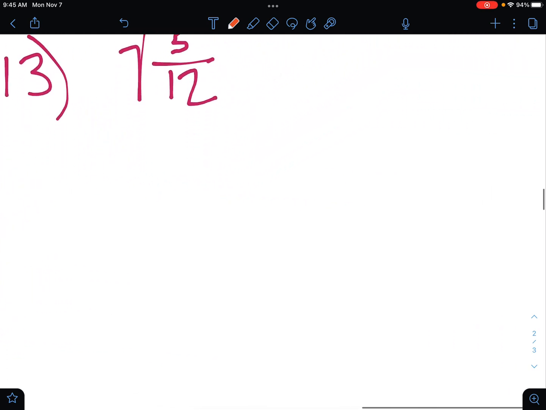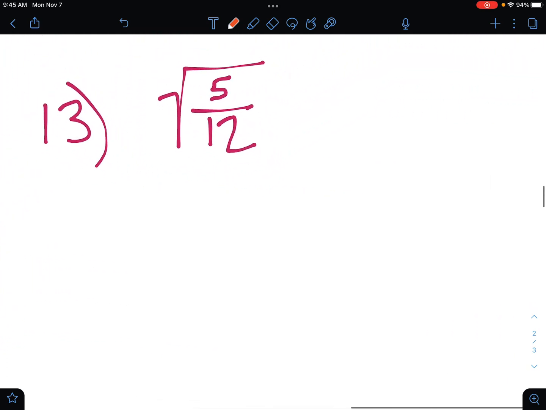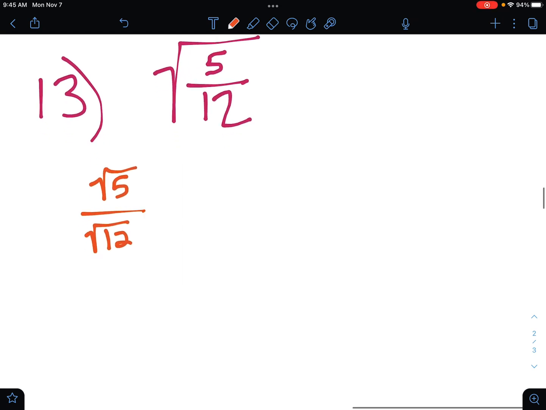Let's look at another one. So here's this one. If I split up my top and bottom, I have the square root of 5 over the square root of 12. Now you have two options here. You can either go ahead and just rationalize it how it is, or you can simplify it. I will do it both ways. You can choose which one you like better.